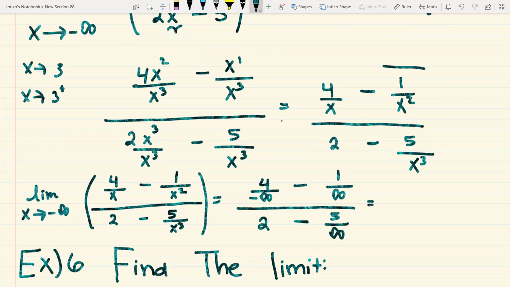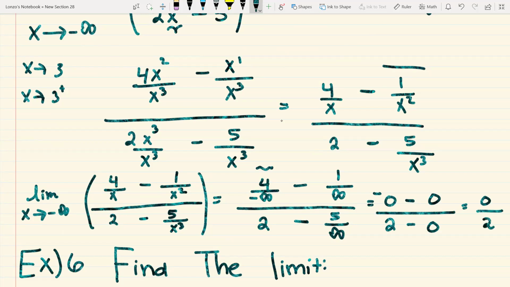And then we evaluate. So let's look at this term here. What is 4 divided by negative infinity? Well, 4 over a very large number is just going to be 0. Or negative 0, right? Which is technically 0. Minus, what's 1 over a very large number? Positive 0, right? And then on the bottom, it's 2 minus, what's 5 over infinity or 5 over a very large number? It is 0. Okay. So on the top, what's negative 0 minus 0? It's still 0. And then on the bottom, what's 2 minus 0?